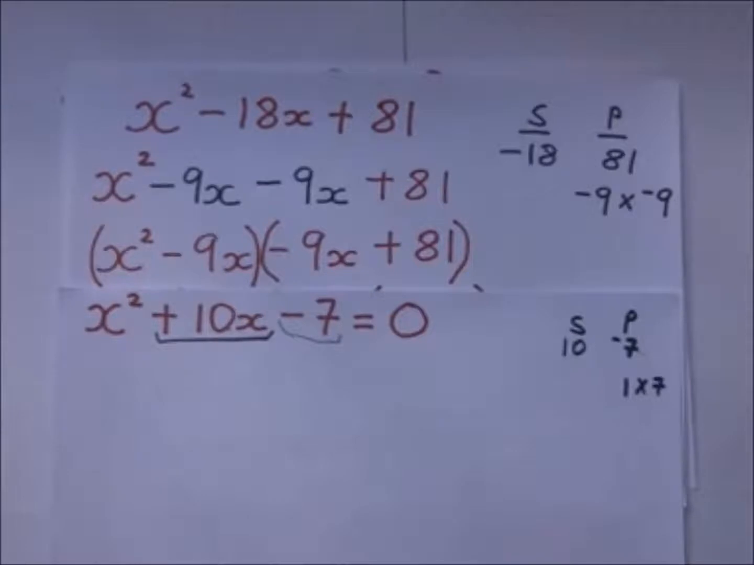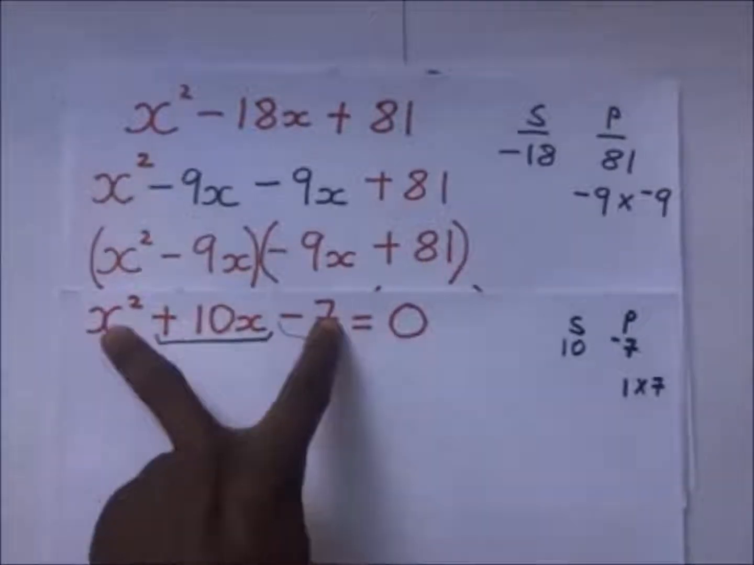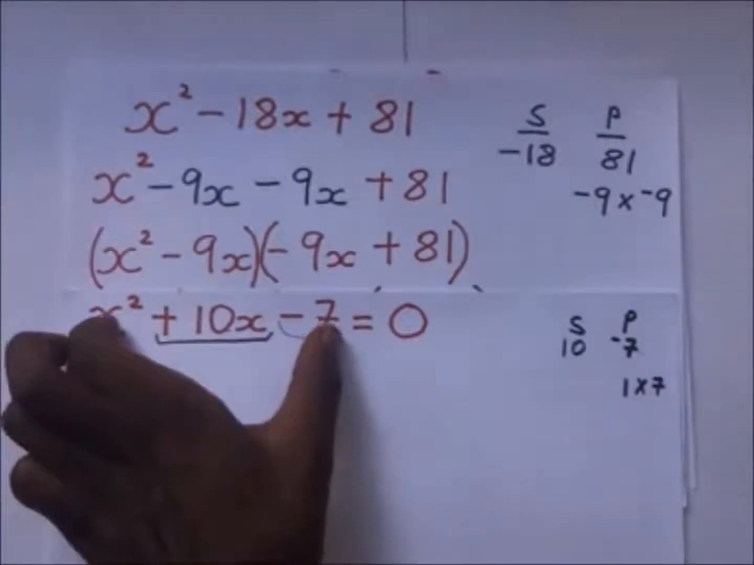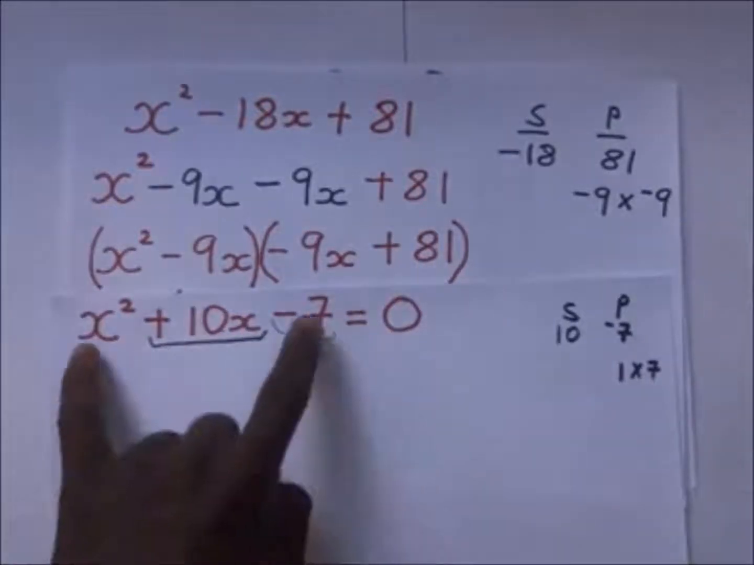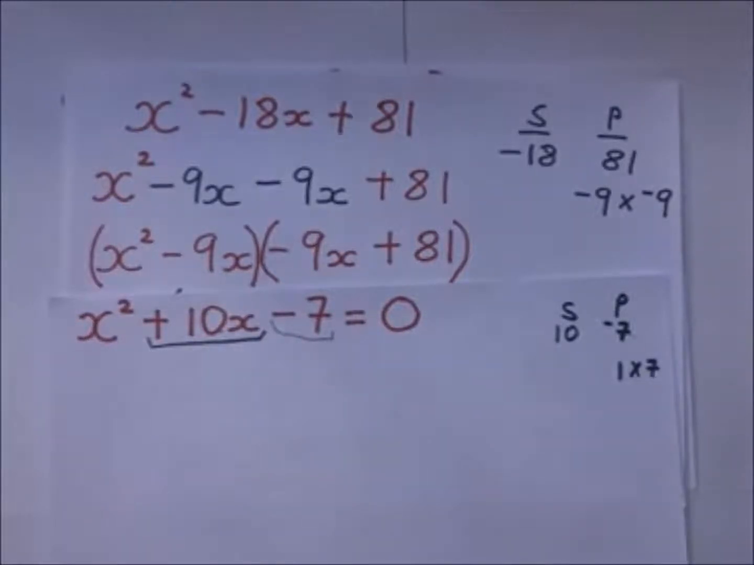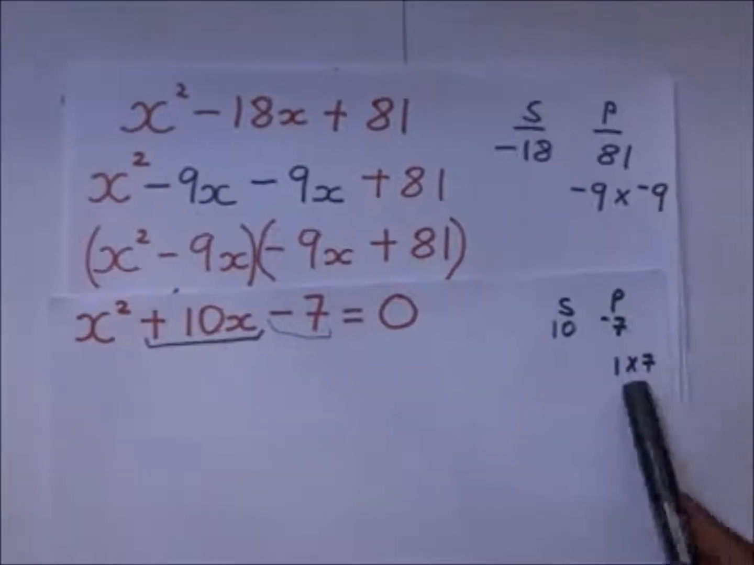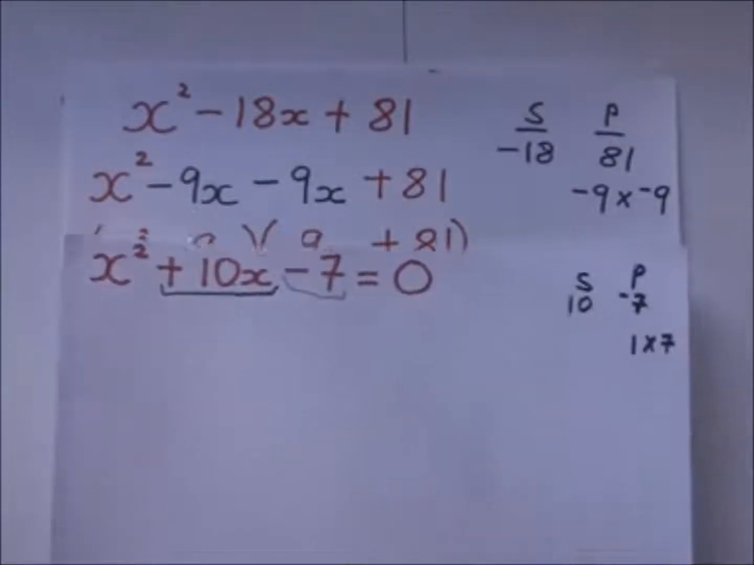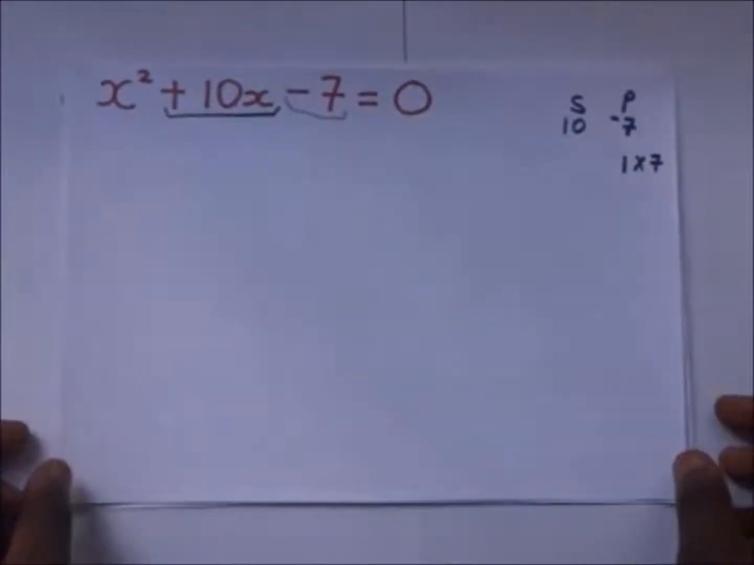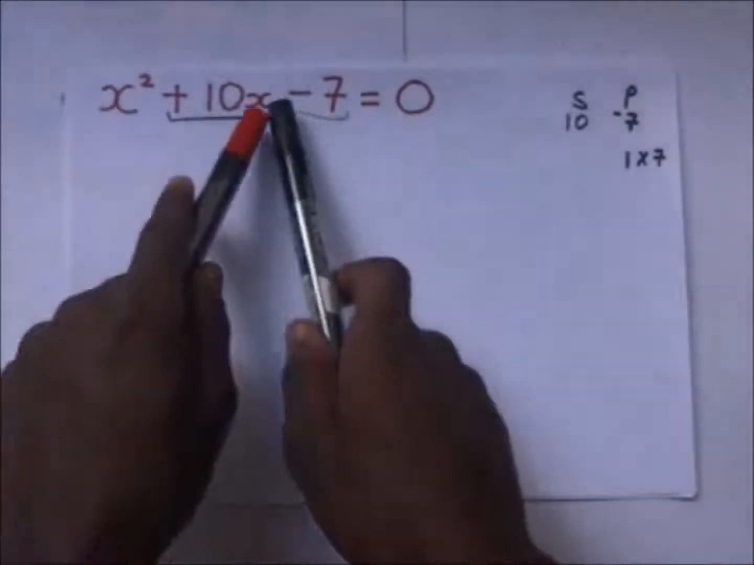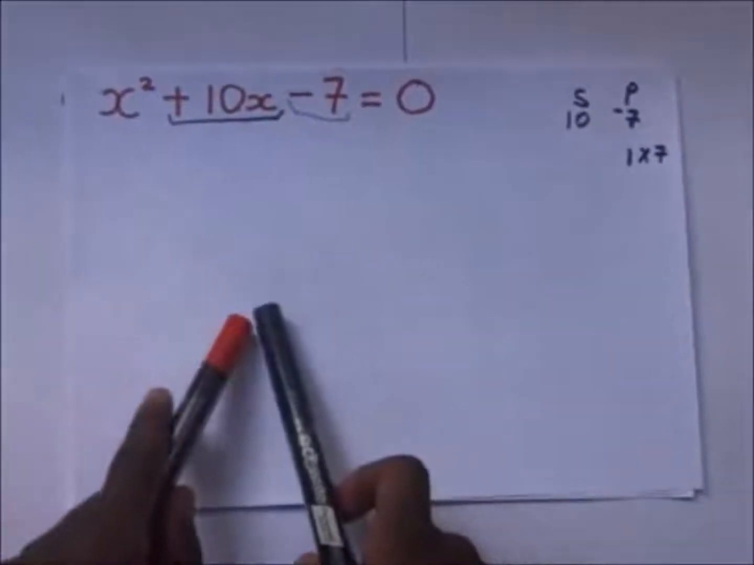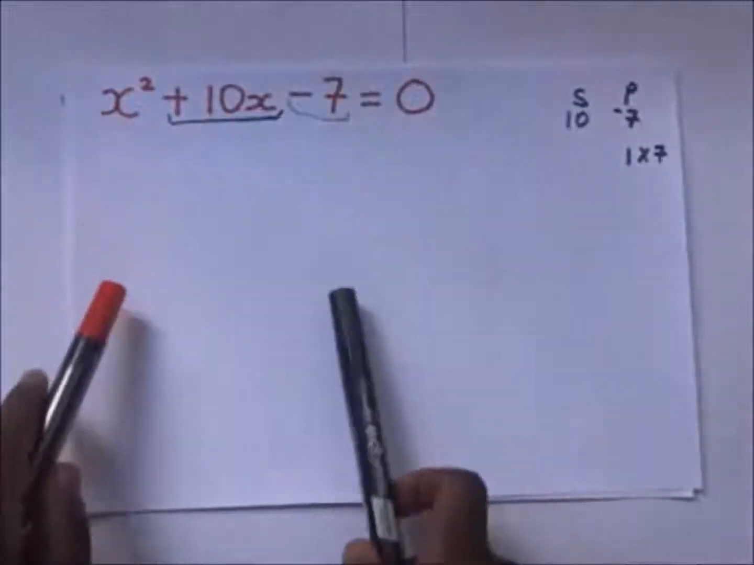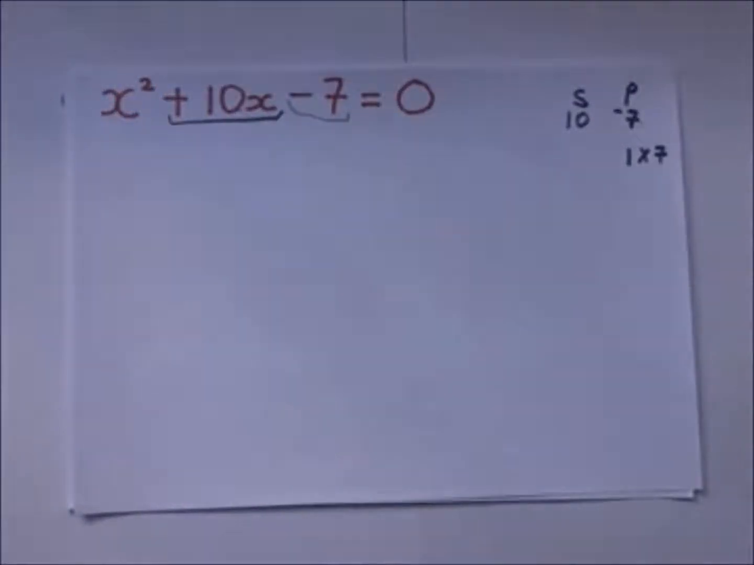completing squares. Now, when we complete squares, we attempt to make this side of the equation a perfect square. When we make this side of the equation a perfect square, then we are able to solve this quadratic equation simply. So our main purpose of trying to complete squares is simple: to make this side of the equation a perfect square, so that we are able to solve the quadratic equation and find the values of x.